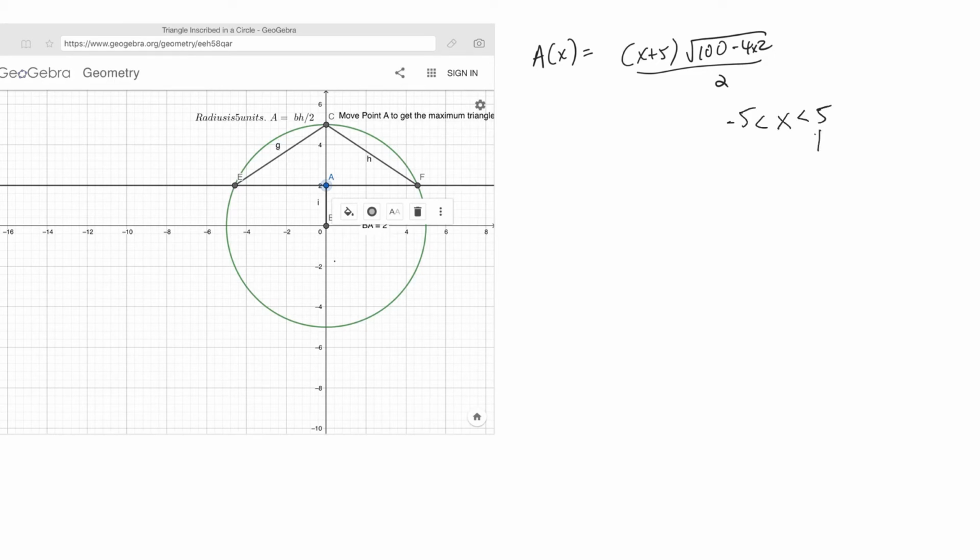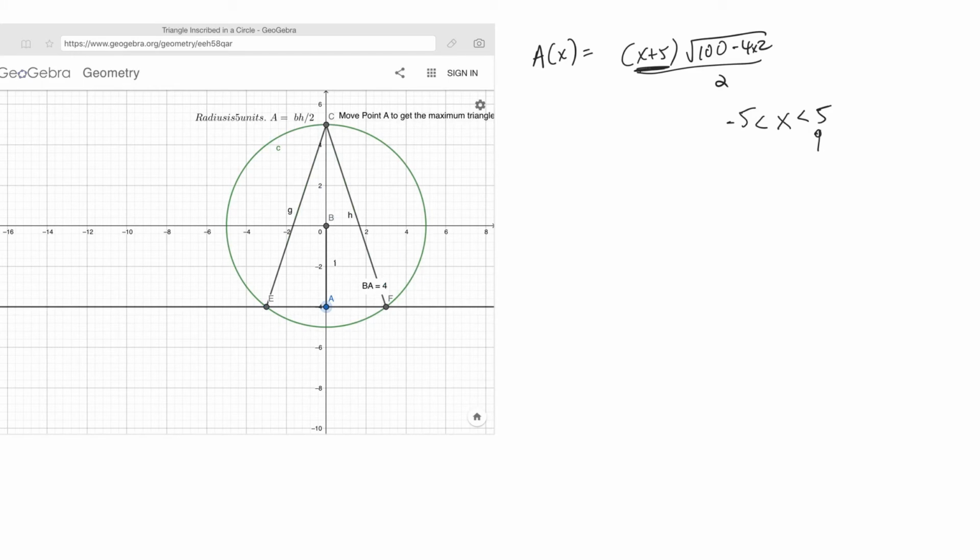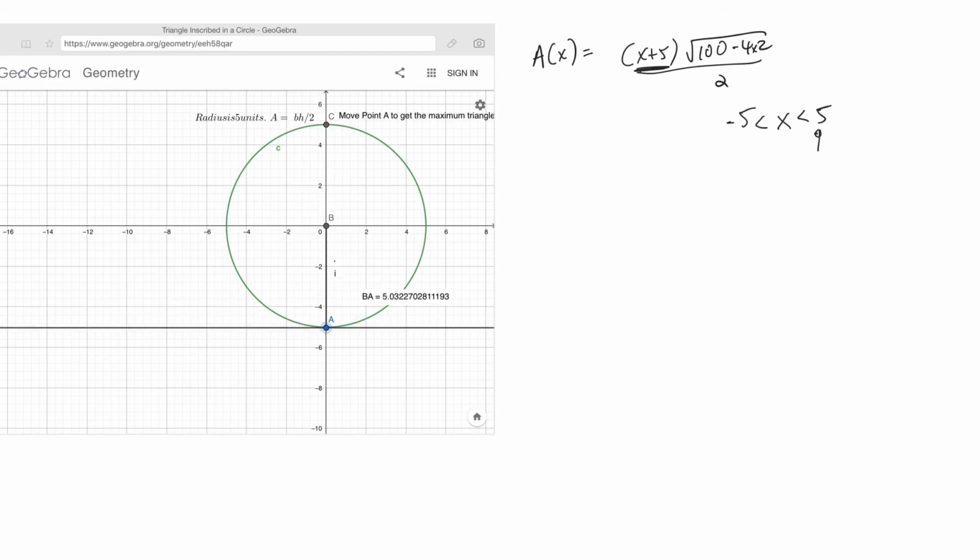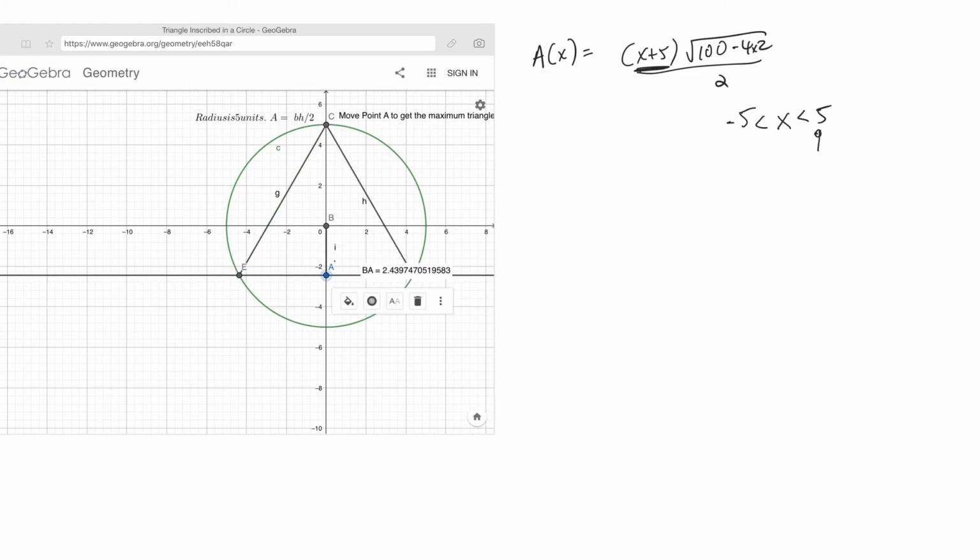So I'll put here on the side, x is between 5 and negative 5. It cannot be equal to 5 because if x was 5, that means your height would be 10. And there's no way that the triangle could have a height of 10, because if it did have a height of 10, it would be the maximum diameter, meaning it wouldn't have a width at all, meaning there will be no base.